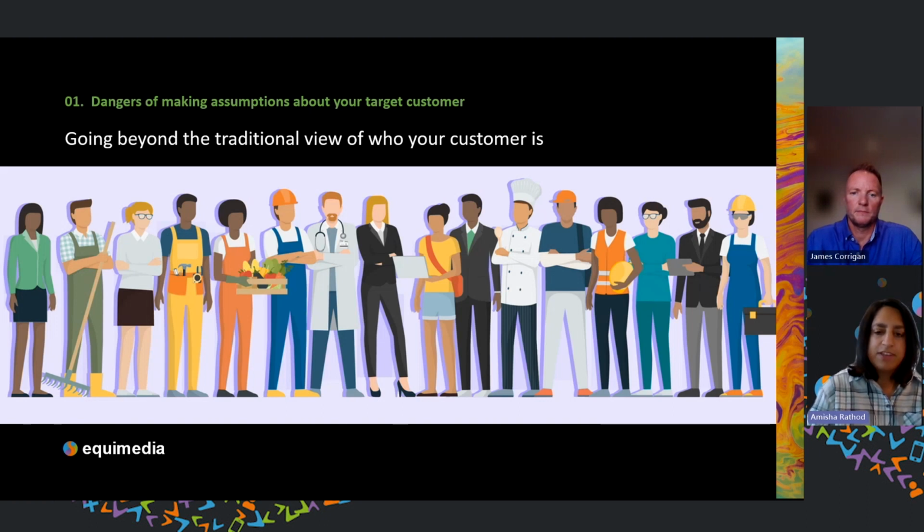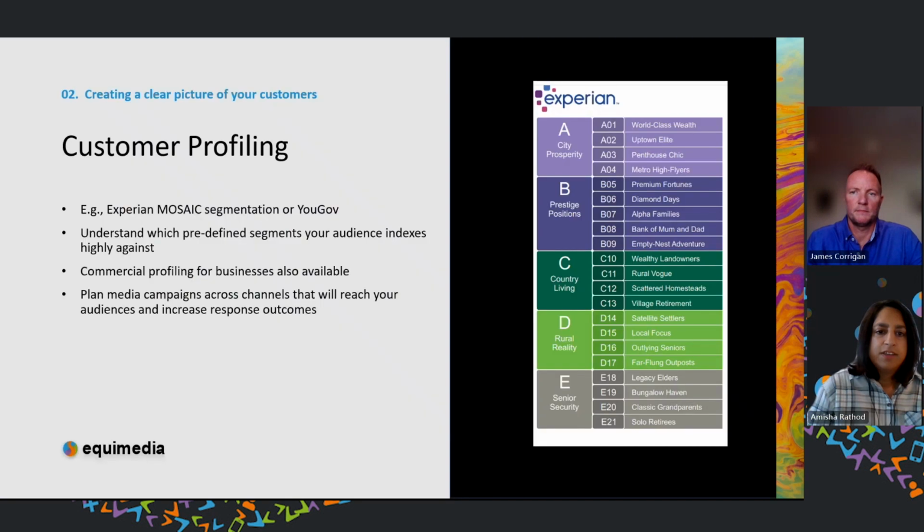So let's move on to discussing the different ways in which you can start to create that clear picture of who your customer is. So let's start with customer profiling. With a large enough and representative sample of your existing customer base, you can utilize customer profiling systems such as Mosaic to see which of their segments are closely aligned with your current customer base. Postcode data is usually the starting point for this analysis.